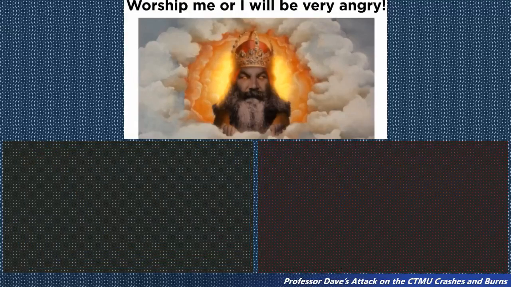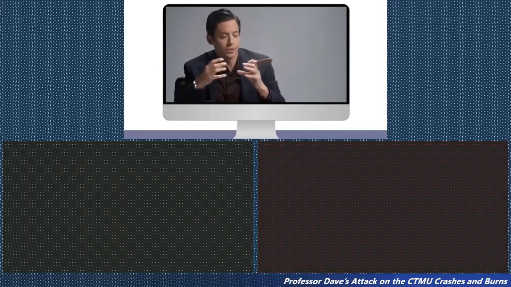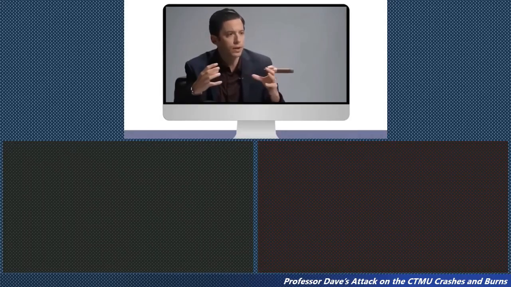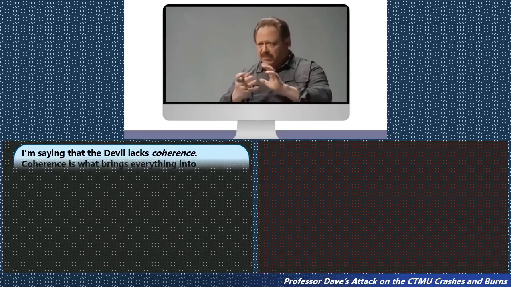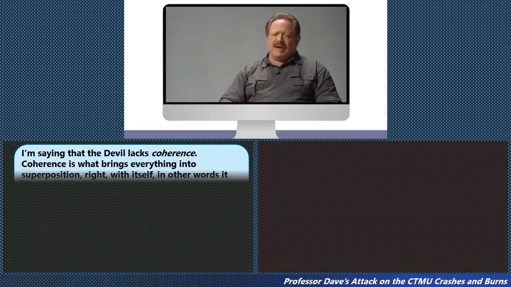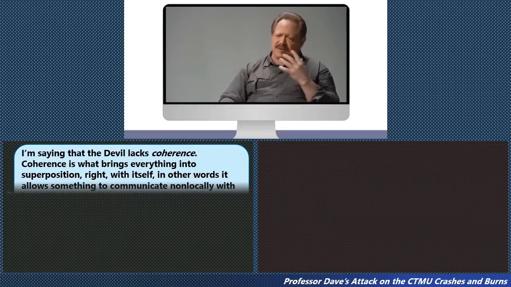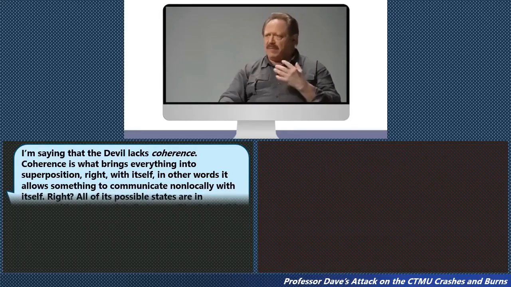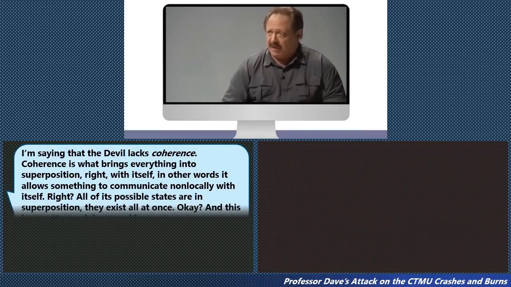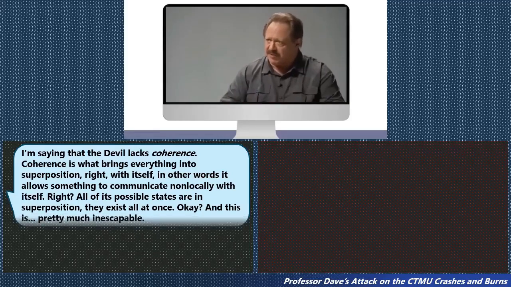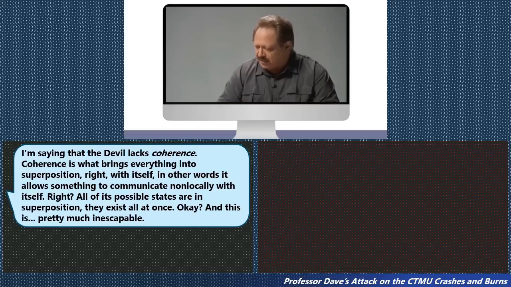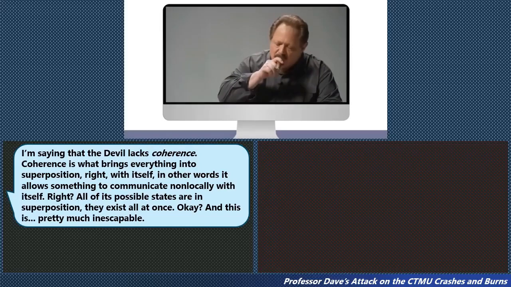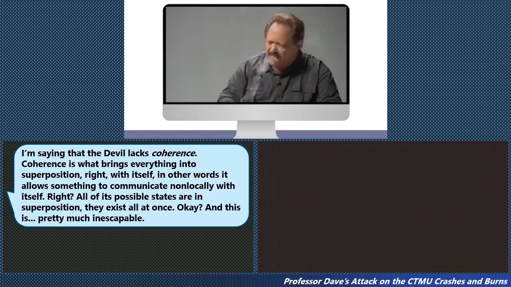You're saying that the devil sort of lacks substance, or that's why he needs the humans? I'm saying the devil lacks coherence. Coherence is what brings everything into superposition, right, with itself. In other words, it allows something to, this is going to sound a little bit paradoxical, communicate non-locally with itself, right? All of its possible states are in superposition. They exist all at once, okay? And this is pretty much inescapable.